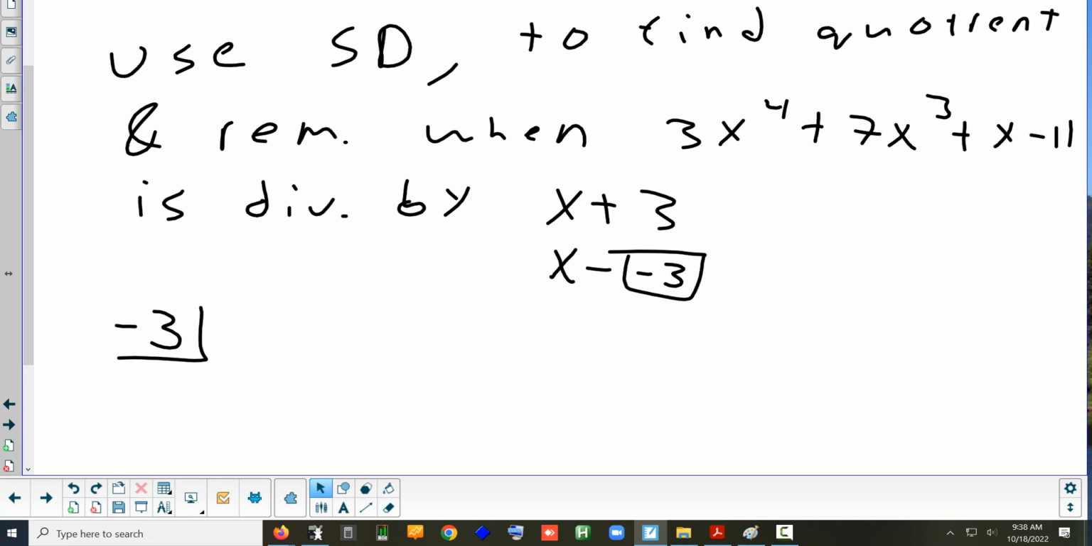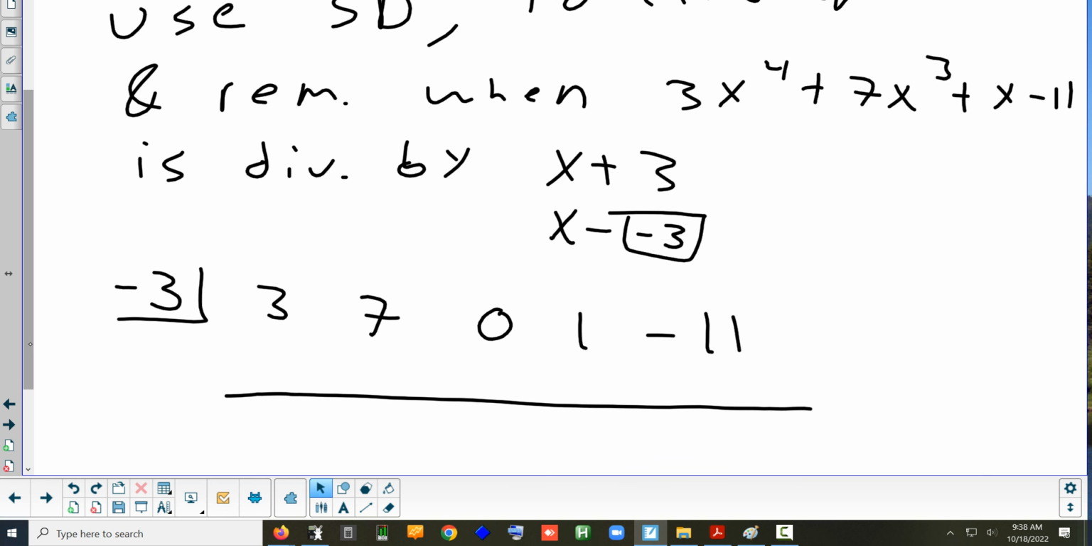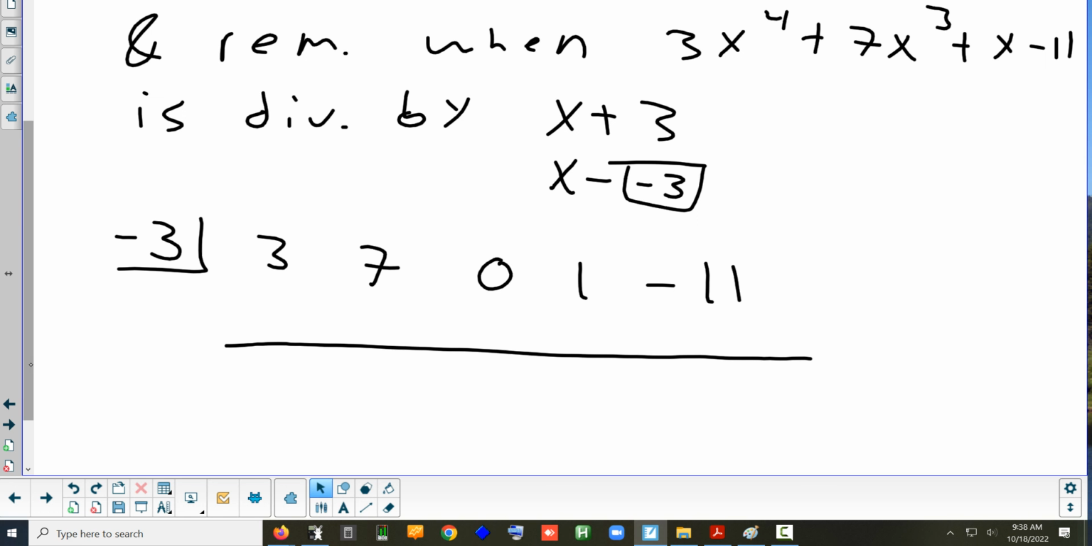What would be my coefficients inside? Yep. 3, 7, 0, 1, and negative 11. Good. If you forget the 0, it's going to come out wrong. You need a 0 for the x squared. Okay. And then we just go through it. Bring down the 3. What's negative 3 times 3? Yep, negative 9. Okay. Quinn, what's 7 plus negative 9?